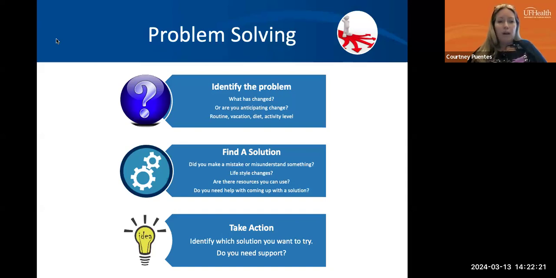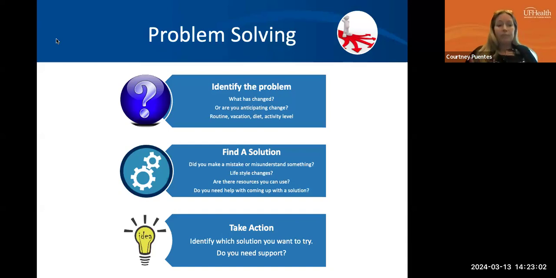Finding a solution. Did you make a mistake or misunderstand something? This is where I love my job, because I love teaching. I like working with individuals to make sure they understand their plan. Life happens. We make mistakes, we misunderstand stuff, so make sure you get the right information. Sometimes it's lifestyle changes we need to adapt to. Look at what opportunities there are to implement a solution to prevent that from happening again. And do you need help coming up with a solution? Part of what our department does, working with educators, is help with problem solving. I love doing that, and we'll talk about different solutions to implement too.